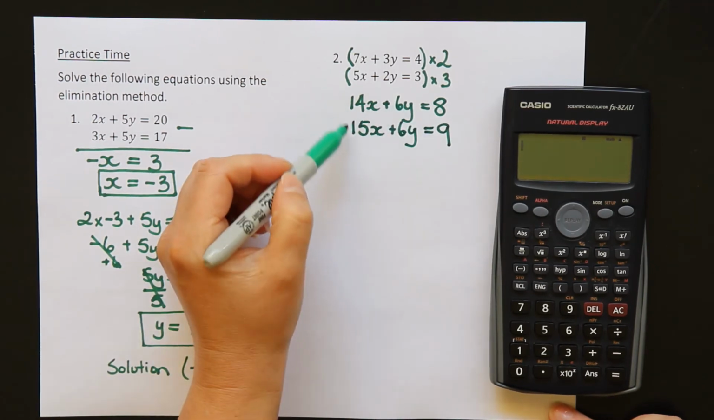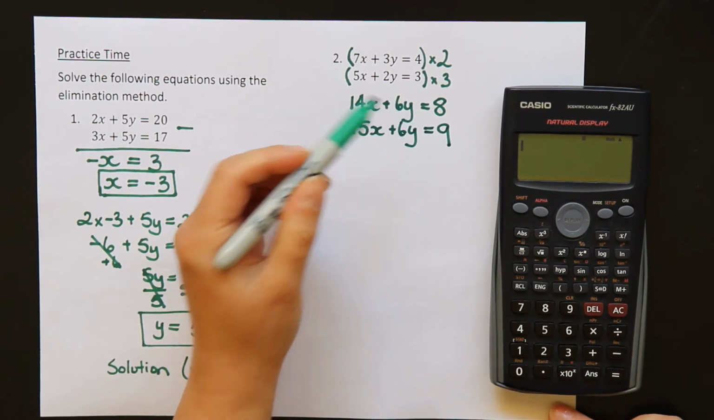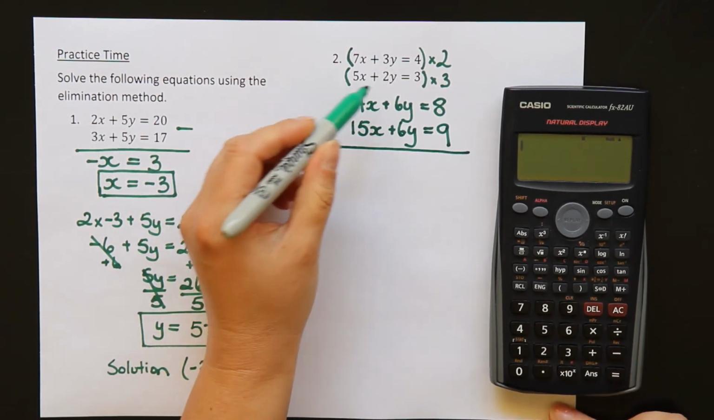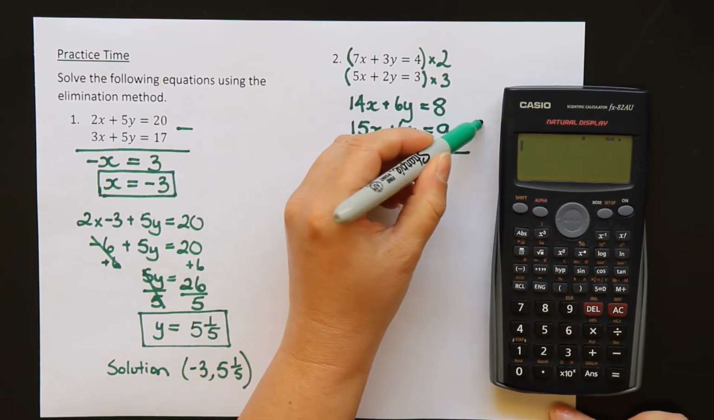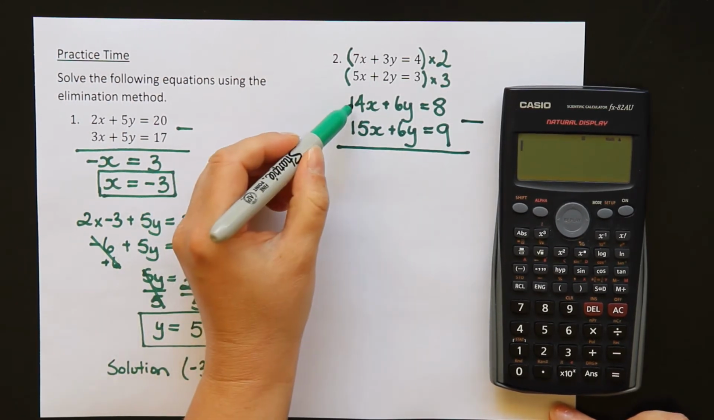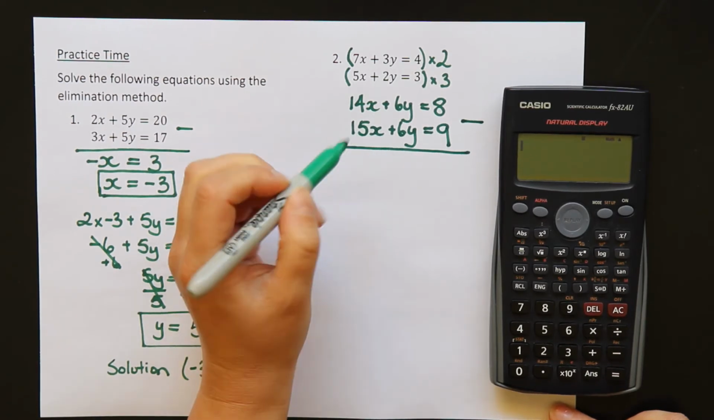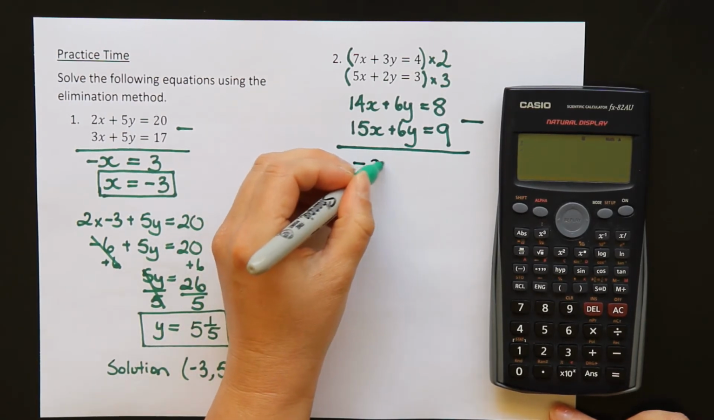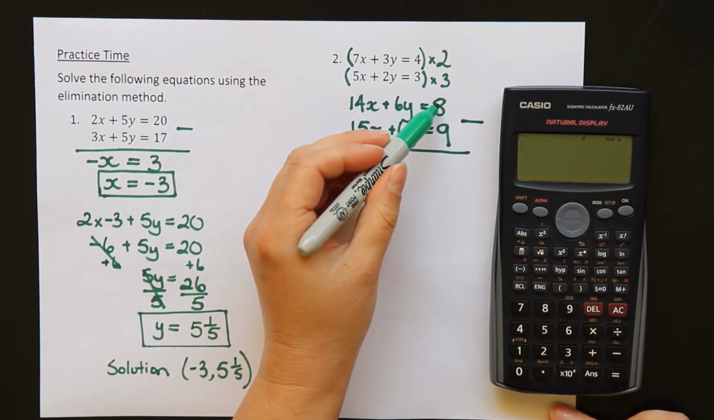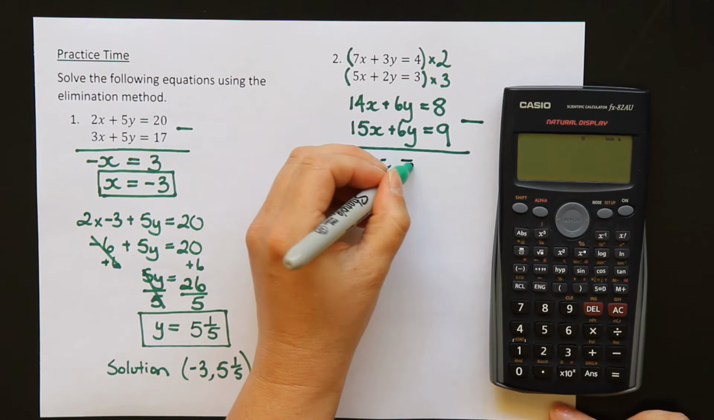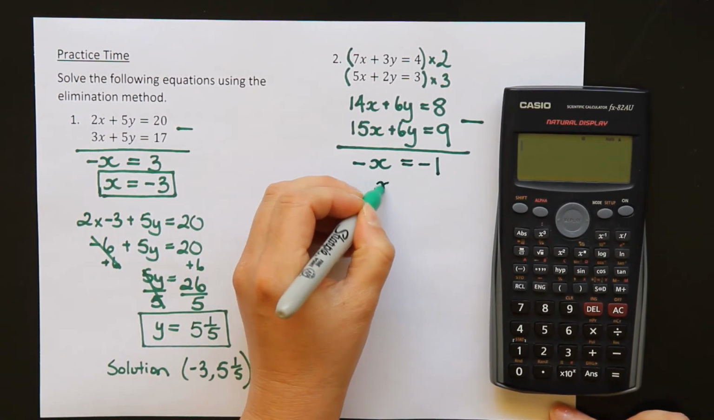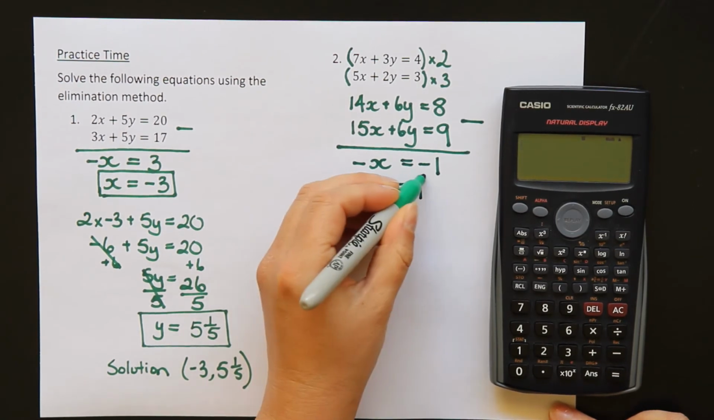So now both of these new equations have a 6y. So I am going to do my big sum here. I am going to subtract, because they're both positives, subtract to make them cancel out. 14x minus 15x is a minus 1x, or minus x. 6y minus 6y is nothing. And 8 minus 9 is minus 1. Okay, if I divide by the negative, that will make x equal to a positive 1.